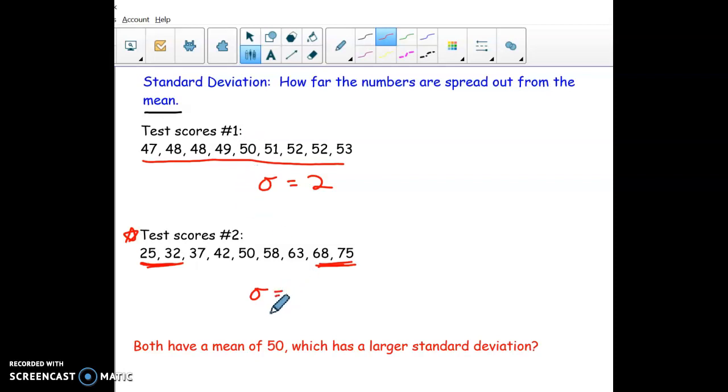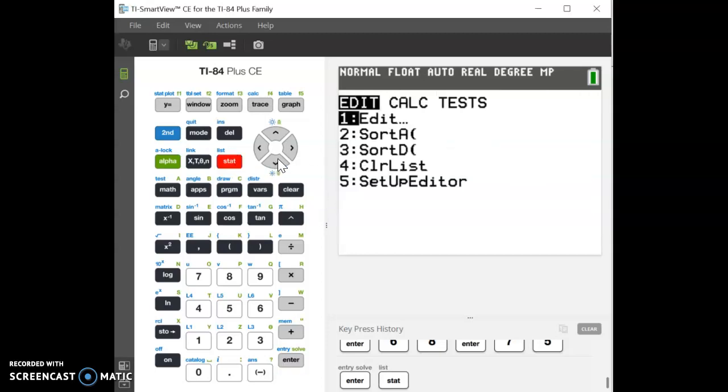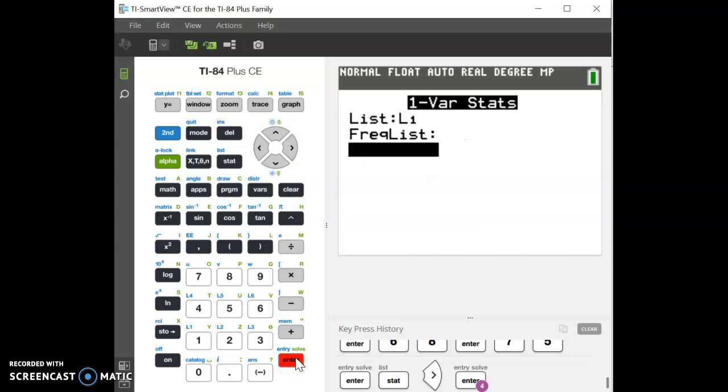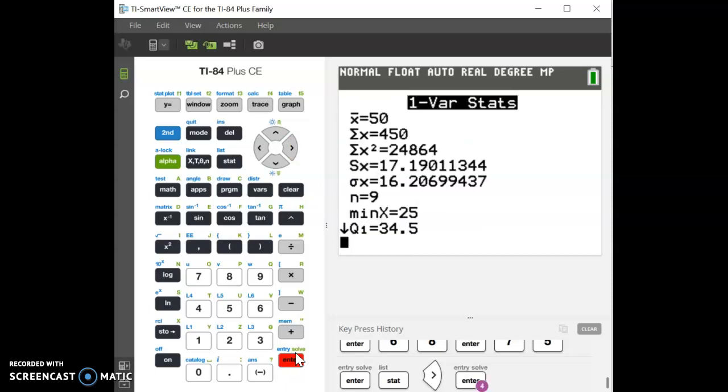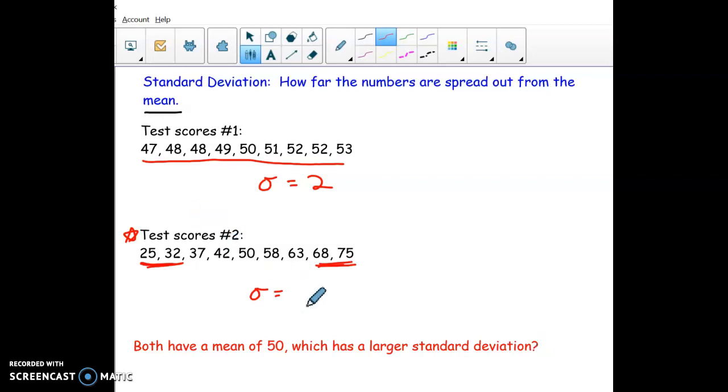Okay, and then this one should have a bigger standard deviation, so I'll just pause the video and do that quick. Okay, so I just cleared them out and entered in list 1, stat again, calculate, one variable statistics, enter, enter, enter. And so my standard deviation here is 16.2, so much higher, right? And that again tells us that they're just farther spread out.